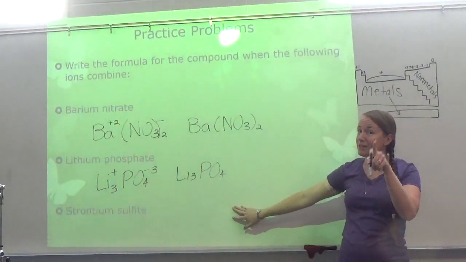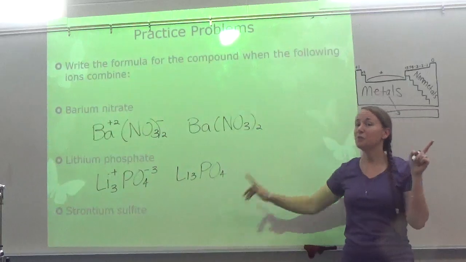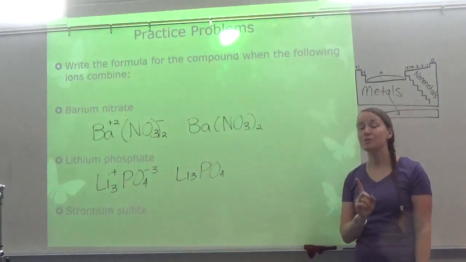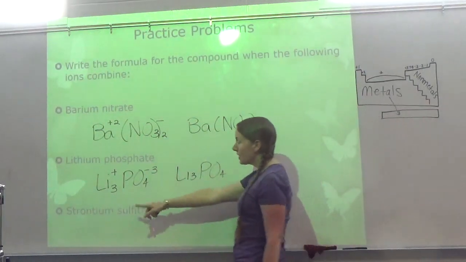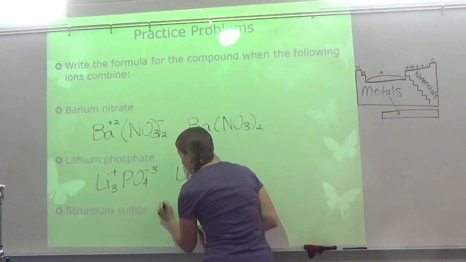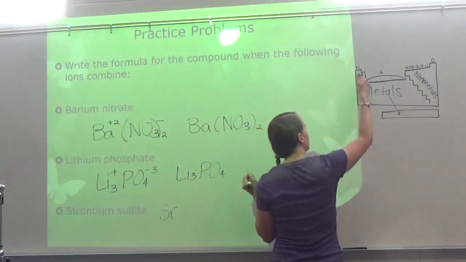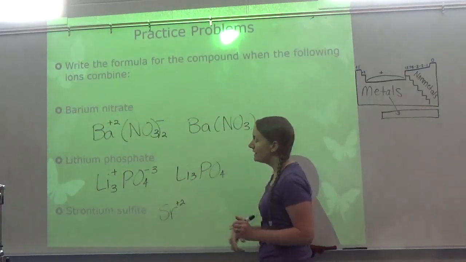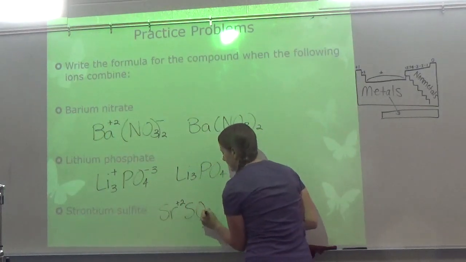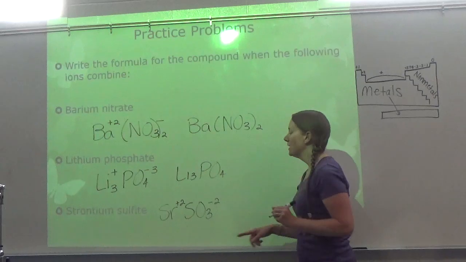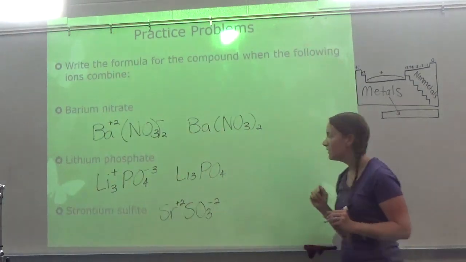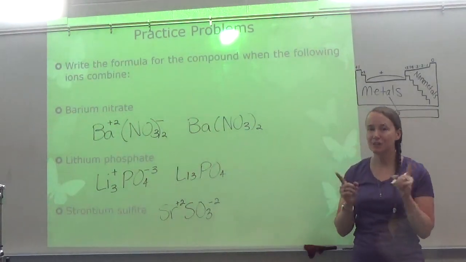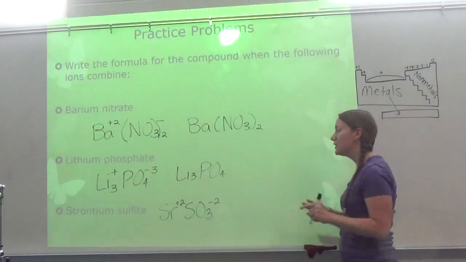This one's a little bit tricky because, again, some of y'all start getting real good at crossing charges, and then you cross when you don't need to. So we have strontium sulfite. Strontium is Sr. It's in group 2, so it has a positive 2 charge. Sulfite is on your polyatomic ion sheet. It's SO3, negative 2. So do positive 2 and negative 2 cancel? Yes, they do. So I don't need to cross.